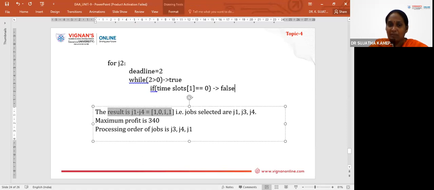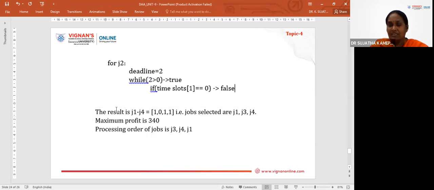Now the result can be represented, from J1 to J4, as the values 1, 0, 1, 1. That is, J1 is considered, J2 is not considered, and J3 and J4 are considered. The jobs selected are J1, J3, J4, and the maximum profit is 340. The order in which we process those jobs is J3, J4, J1.